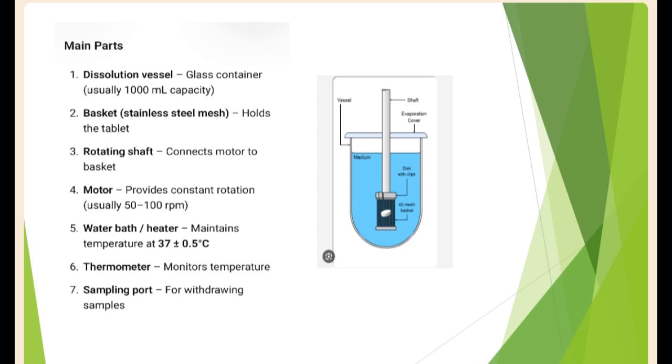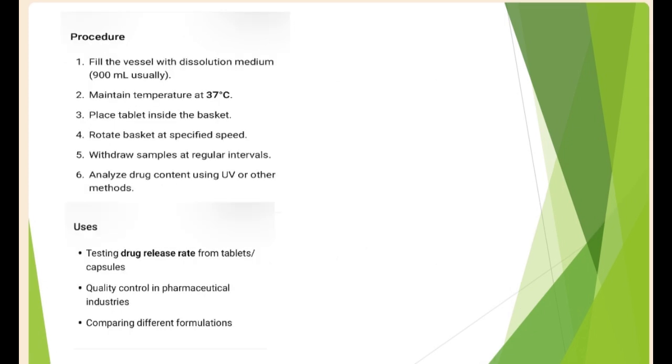Next, move on to the procedure for the basket type dissolution apparatus. First of all, fill the vessel with the dissolution medium, usually 900 ml. Maintain the temperature at 37 degrees. Place the tablet inside the basket. Rotate the basket at a specified speed.